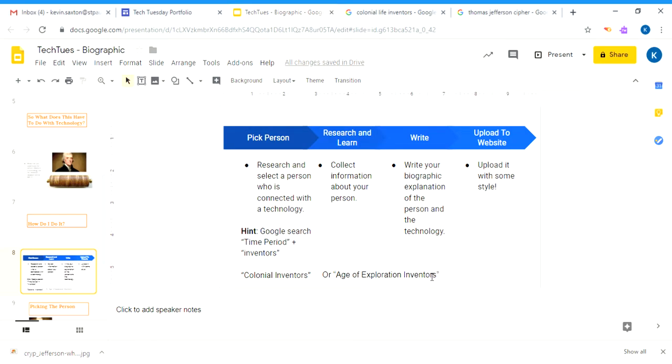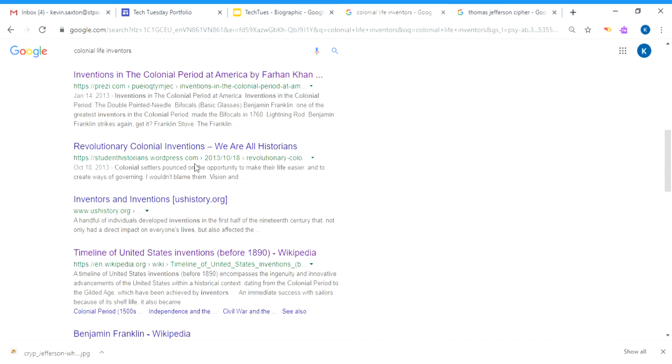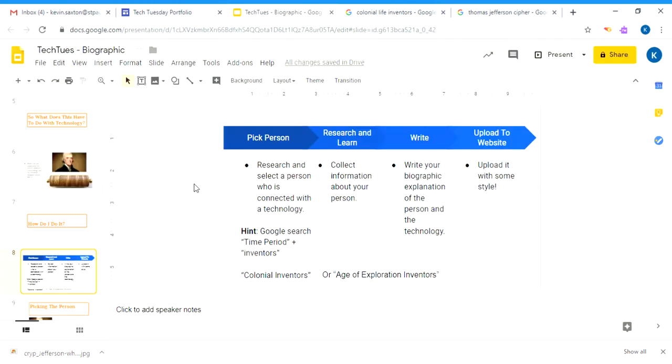Or for the case of Thomas Jefferson, it's Revolutionary War inventors. I'm working in the Revolutionary War time period. I typed that into Google, as you see here, and the first link that came up gave me a list of 5 inventors from this time period that I could choose from. So once you find your person and your technology, you have to learn and research. All right, read some websites, watch some YouTube videos, take notes, collect a lot of information.